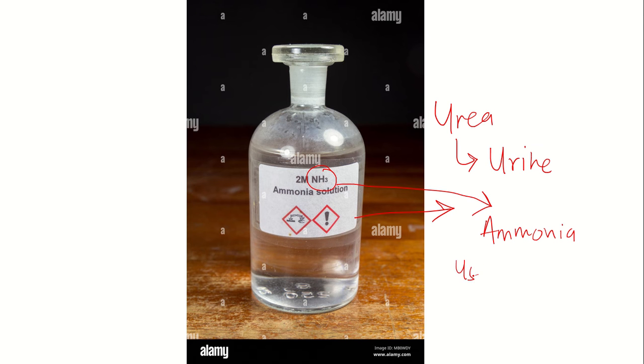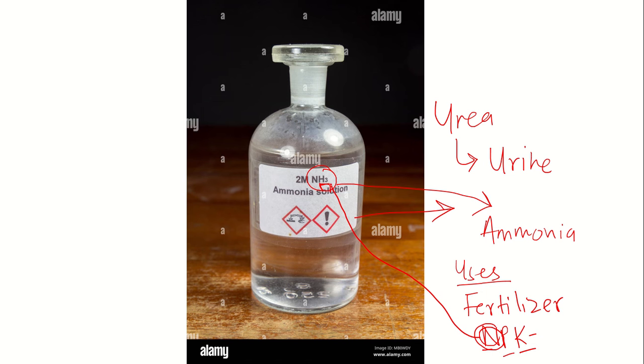Ammonia has lots of other uses. It's used for making fertilizers, and I'm sure we have learned about NPK fertilizer, which stands for nitrogen, phosphorus, and potassium. So you might have already noted that the nitrogen here could be extracted from the ammonia, NH3.